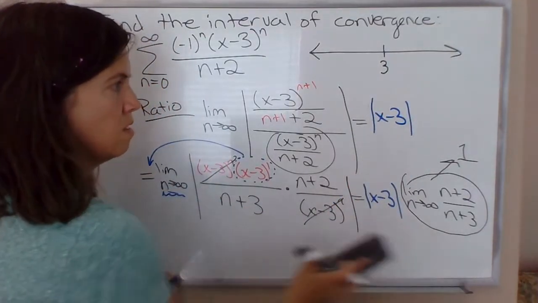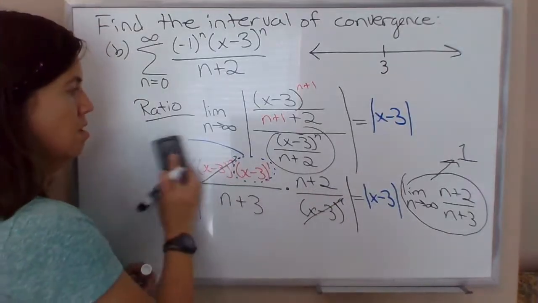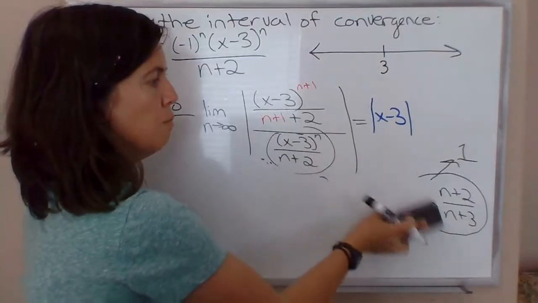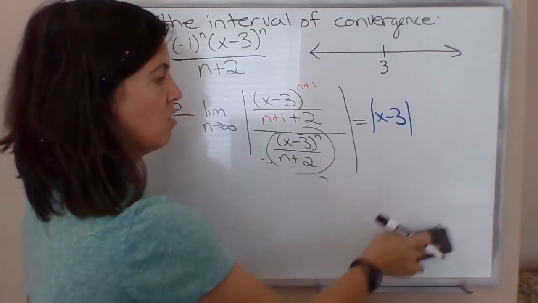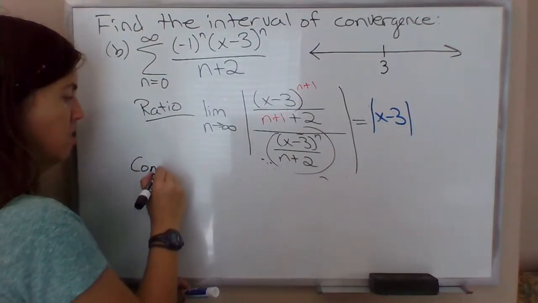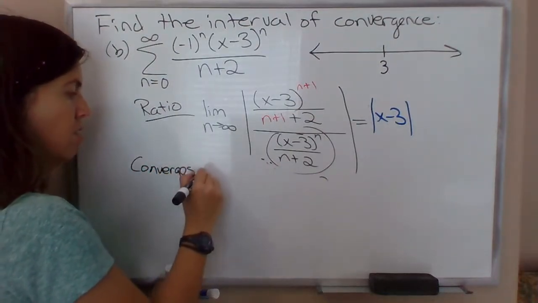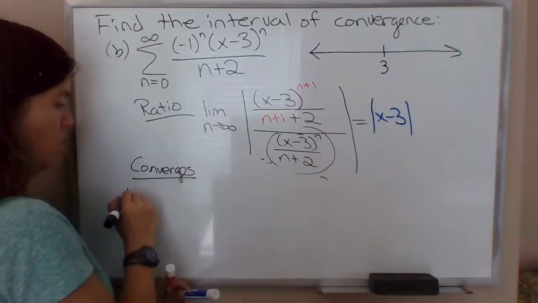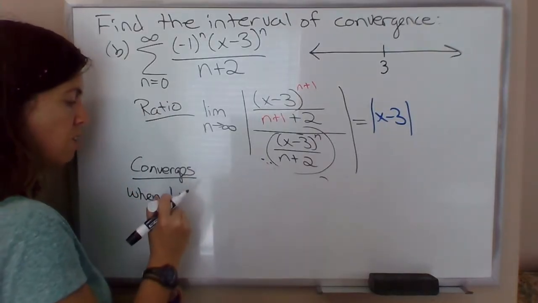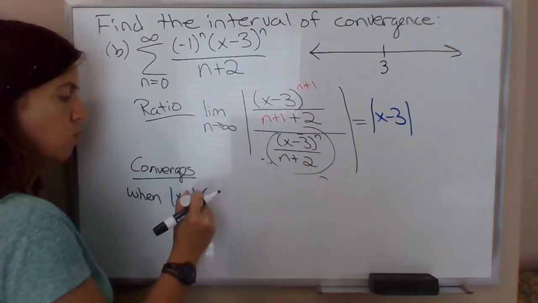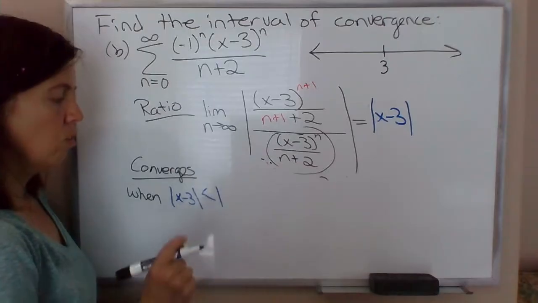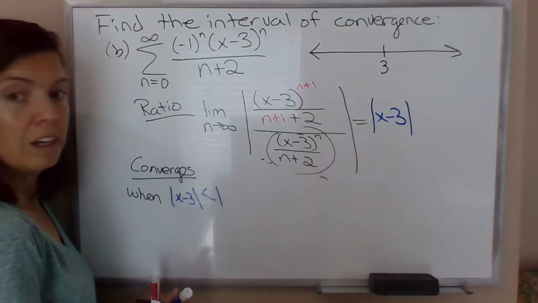Okay, let me erase this stuff. Erase the work that I did below. So remember, the ratio test says that this series converges when the limit, which in this case is equal to the absolute value of x minus 3, is strictly less than 1, right? Okay, so solving that inequality.